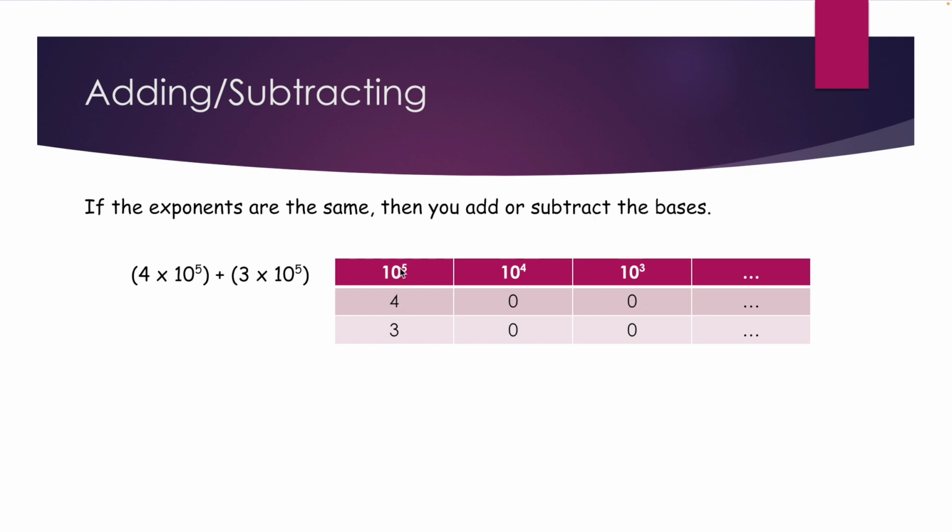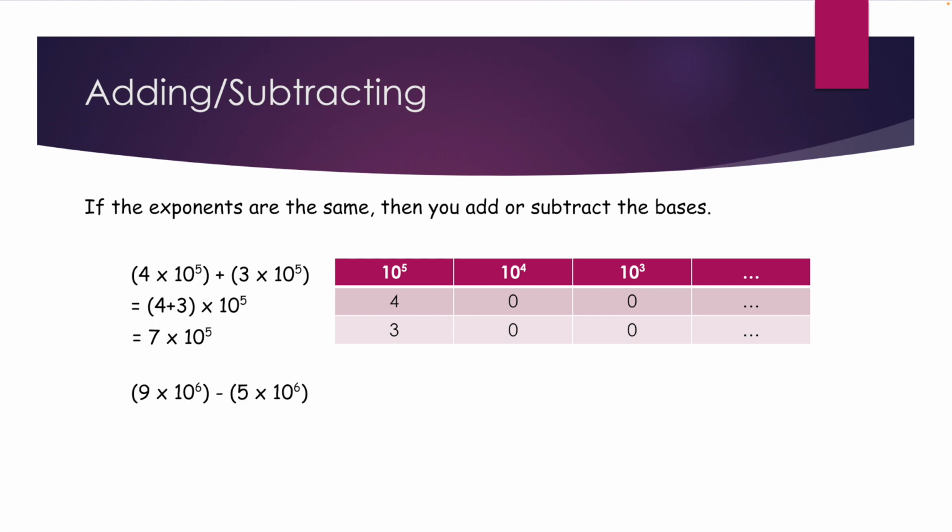And so when the powers are the same, the bases, these numbers here in front of the multiplication sign, are going to line up underneath of each other in the place value chart. And because they're in the same place in the place value chart, then we can just add or subtract those numbers and the powers kind of tag along. So what we end up doing is 4 plus 3, and then the times 10 to the power of 5 tags along. And so altogether we have 7 times 10 to the power of 5.